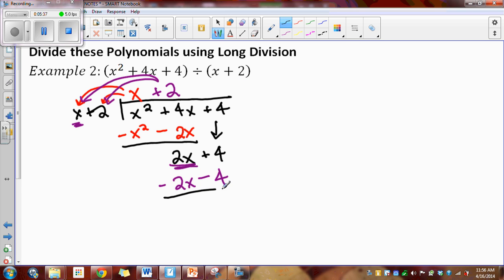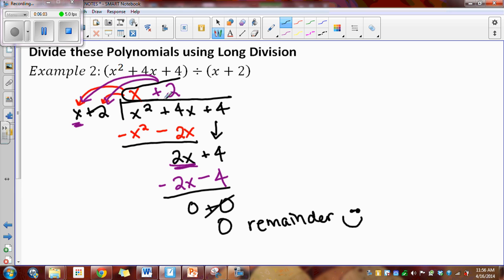And when we do our subtraction, everything disappears, right? 2x minus 2x is 0. A positive 4 minus 4 is 0. So you're just left with 0 as a remainder. And I told you that that would happen, so that's good. Yay! And so our final answer is what's left on the top, x plus 2.